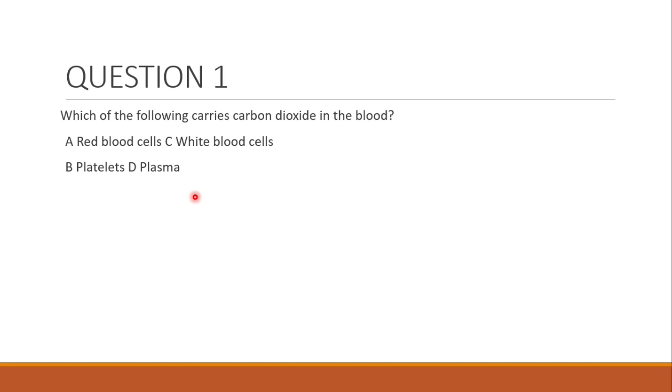I'm sure you've done that. The answer for question 1 is A. Red blood cells are the ones that carry carbon dioxide in the blood. Alright, let us move on.